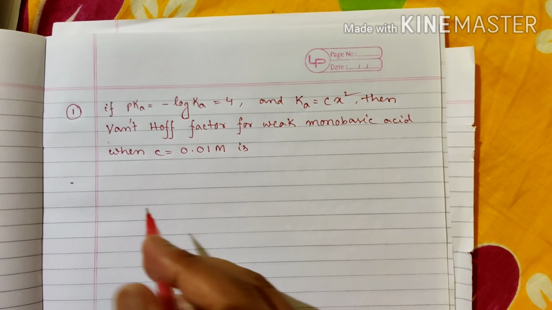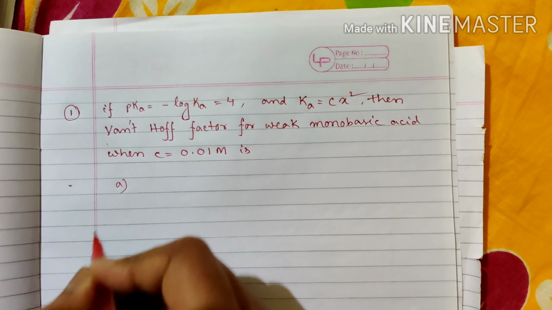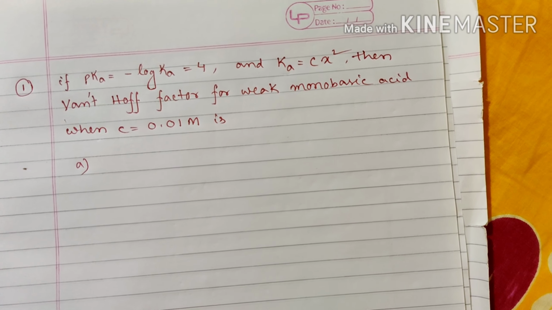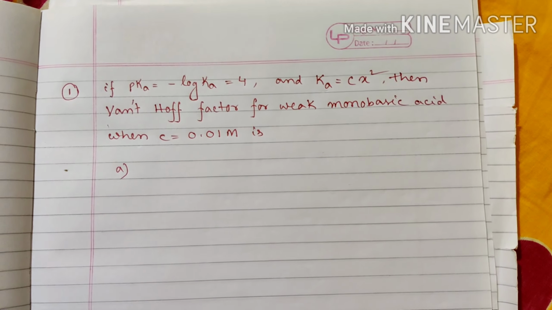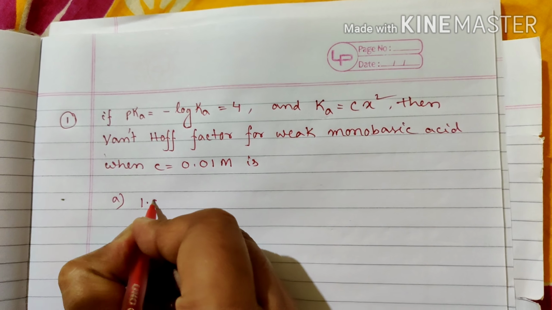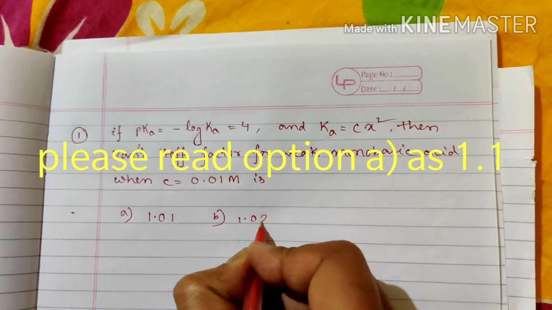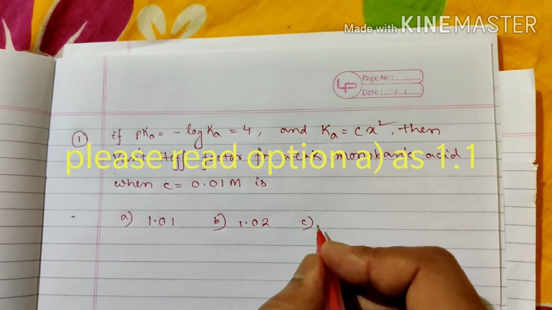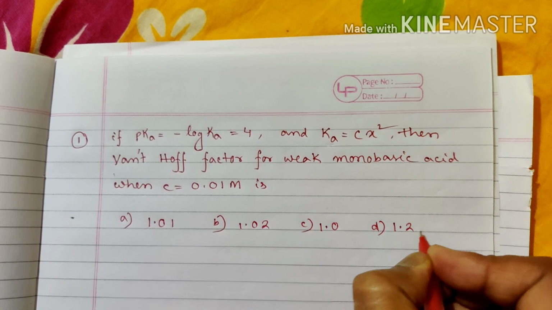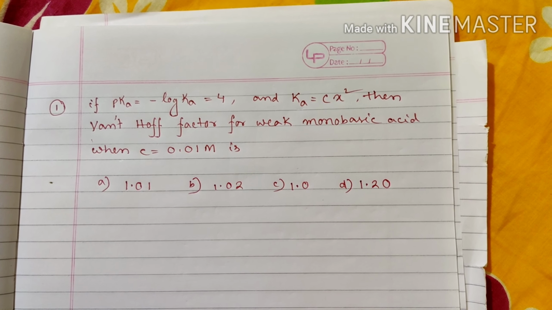4 options are given. Option A is 1.01, option B is 1.02, option C is 1.0, option D is 1.20. So we have to find out how it is done.